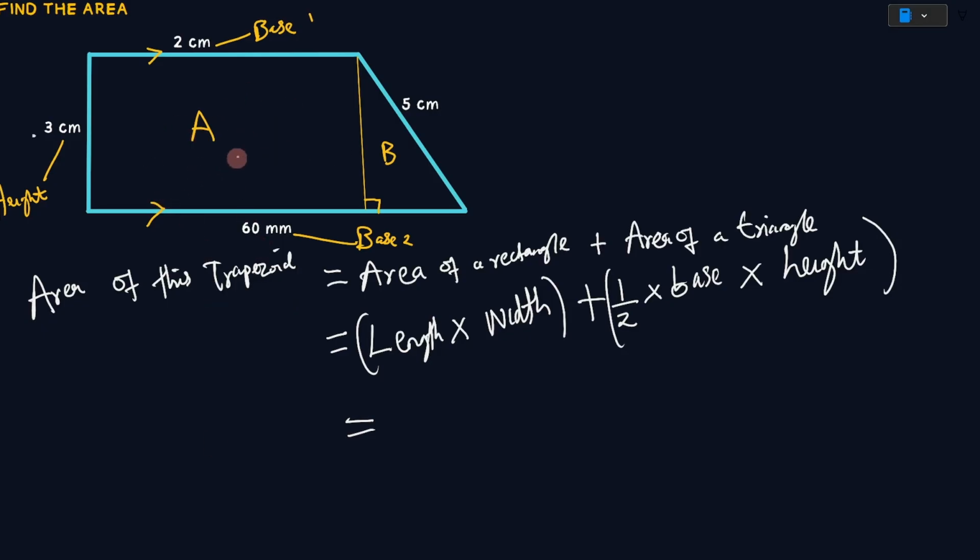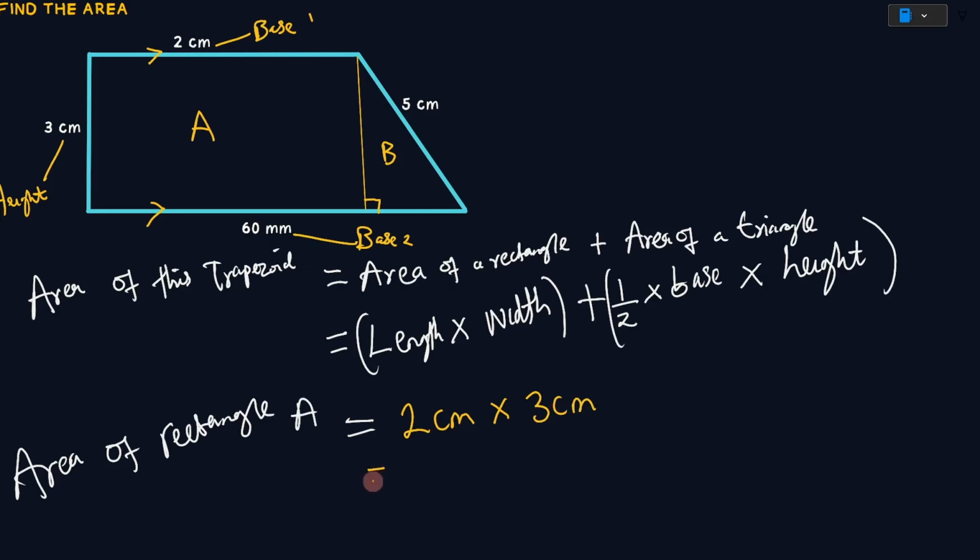First, let's find the area of rectangle A. Area of rectangle A is equal to the length, which is 2 centimeters, multiplied by the width, which is 3 centimeters. So the length is 2 cm multiplied by 3 cm. This will give us that the area of this rectangle A is 2 multiplied by 3 is 6. Centimeter multiplied by centimeter is centimeter squared, or square centimeters. So the area of this rectangle A is 6 centimeters squared.